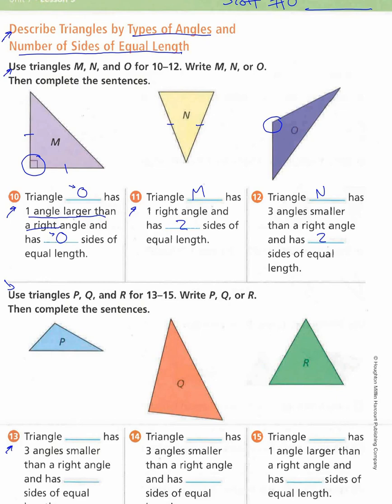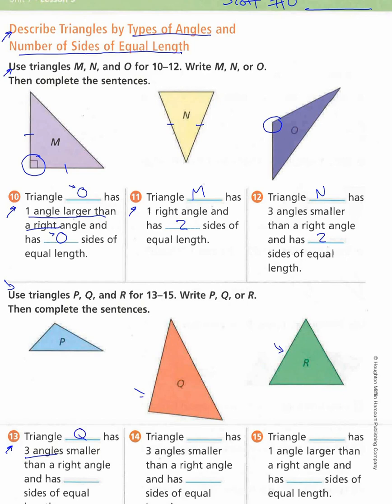So we're smaller than a right angle and of equal length. Okay, so this one is kind of a little bit confusing. It has three angles smaller than a right angle. And that could be Q and it could be R, right? So this could have two different answers. So let's just say Q.